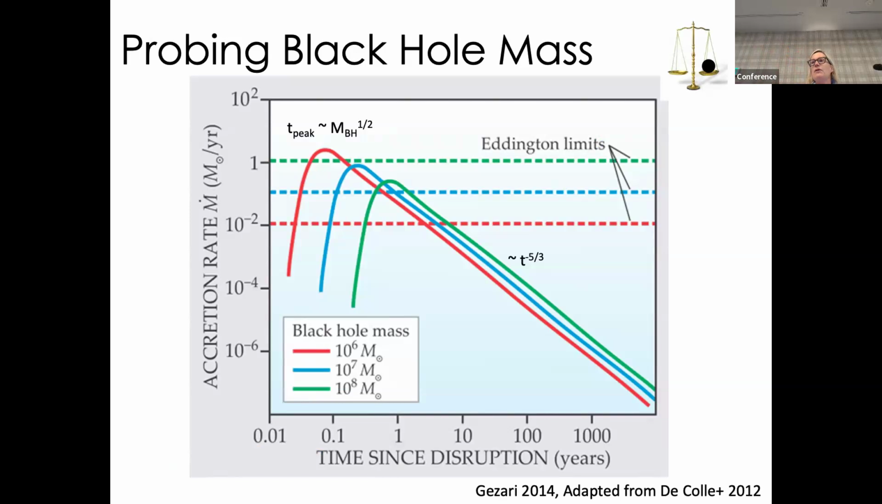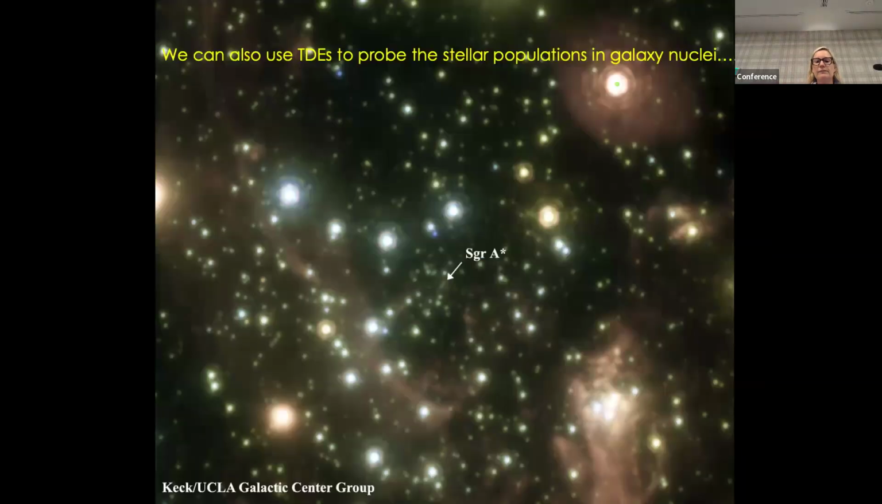And so in principle, tidal disruption flares should be a way to weigh the masses of black holes in the centers of galaxies. In addition, you'll see here the dashed lines show the Eddington limit for black holes of 10^6 to 10^8 solar masses. And you can see that for the lower mass black hole systems of 10^6 solar masses, for example, the peak mass accretion rate is several orders of magnitude above the Eddington limit. So these are also great probes of super-Eddington accretion.